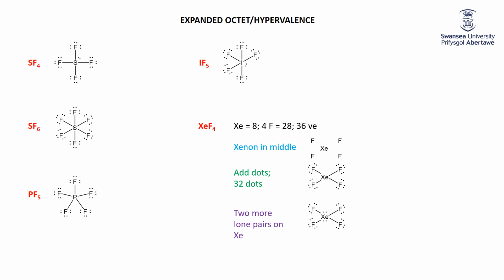Okay, hypervalence is where you have central atoms. They've got to be at least 3rd period atoms, if you remember, central atoms that have more than the 8 electrons.